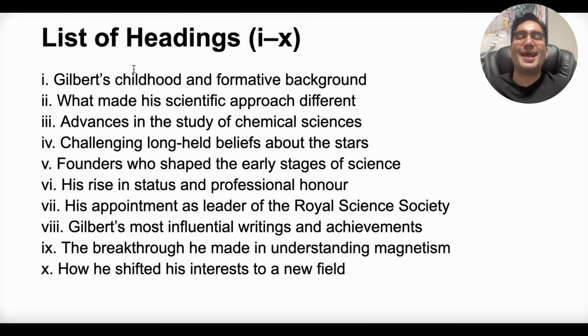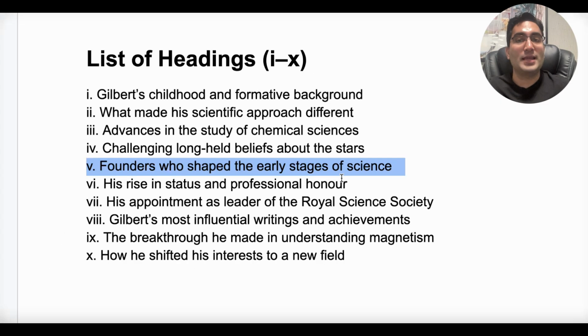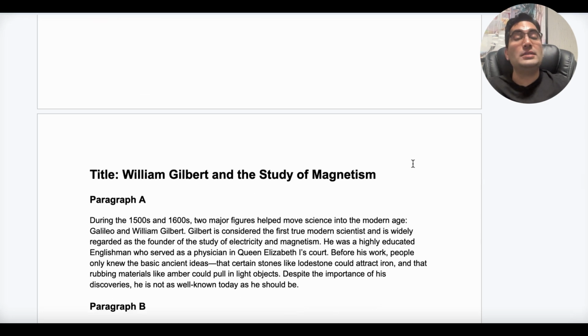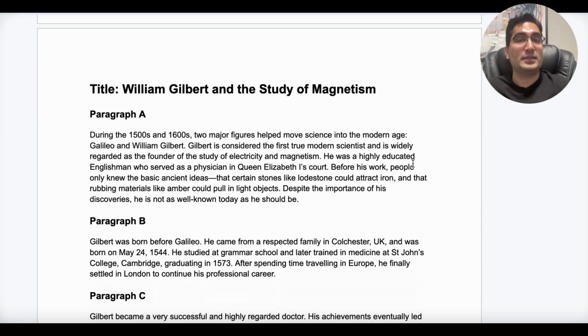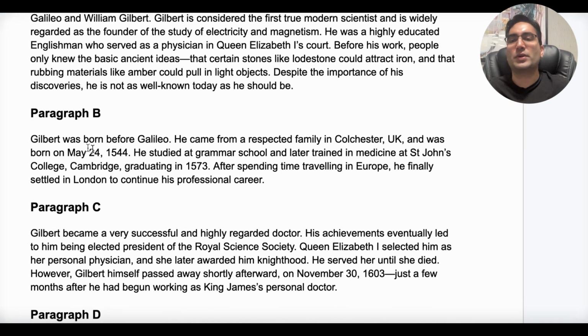And if I look at this list, something that matches exactly that paragraph is, guess what? 5, right? Founders who shaped the early stages of science. So far, just with that information, is this correct? The answer is yes, it is correct. That is the answer. Okay, well, that's easy, so I can do it again. Let's see if this works again.